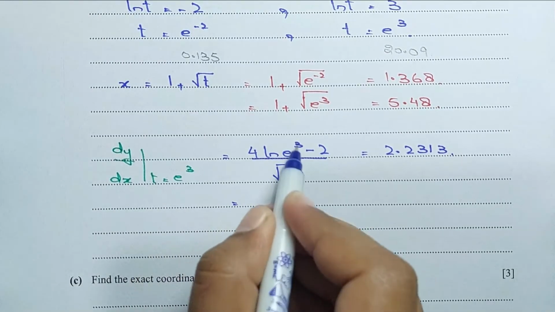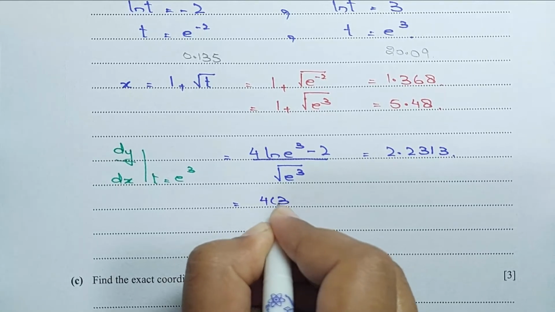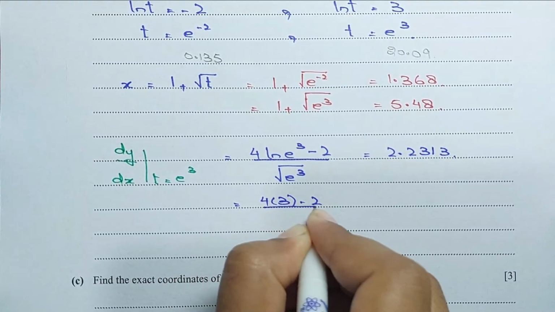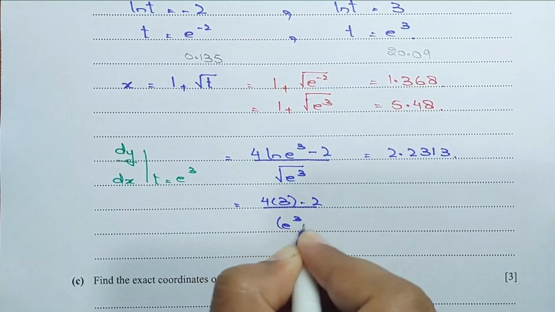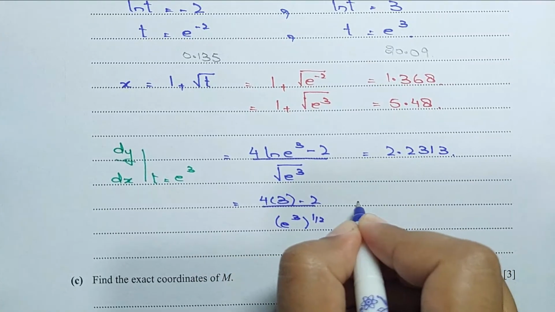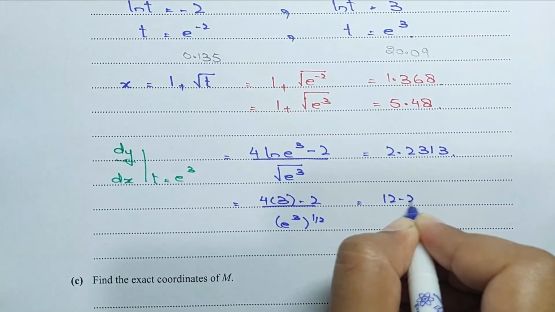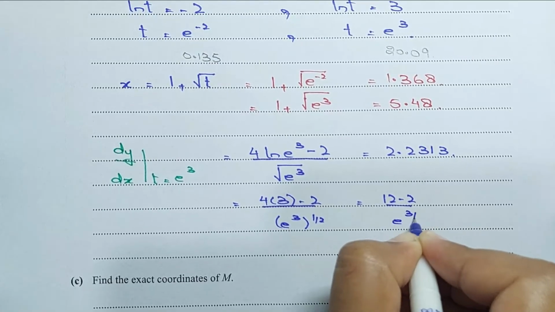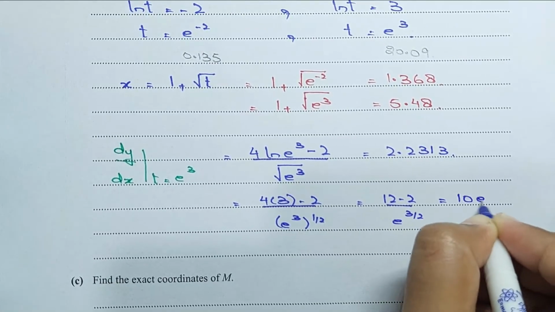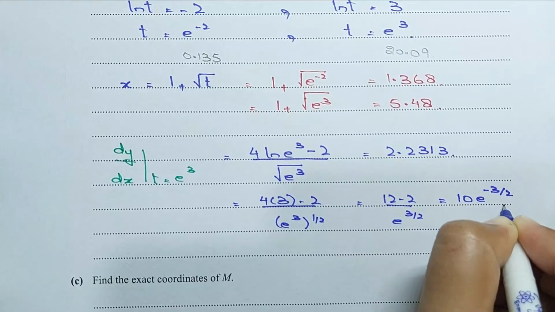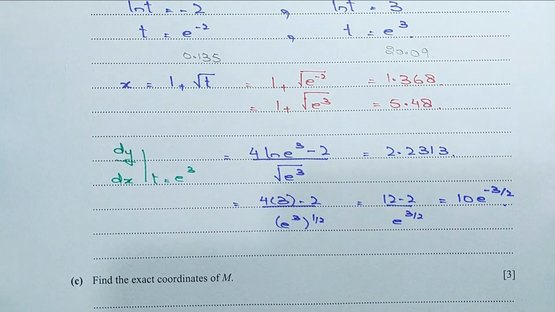So ln e cube is just 3, so 4 times 3 minus 2, and this is e to the power 3 and whole power is 1 by 2. This is 12 minus 2 over e power 3 by 2, and this would be 10 e to the power minus 3 by 2. This or this, both are the same exact values.